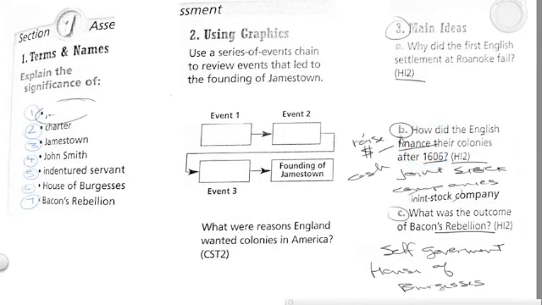Now the main ideas. Why did the first English settlement at Roanoke fail? So basically it was poorly planned. And when you have no plan, it does make it very difficult for you to survive. So the poorly planned settlers and them running out of supplies.